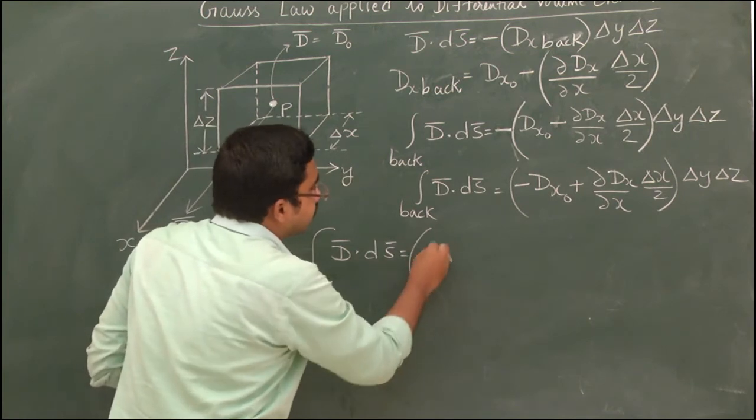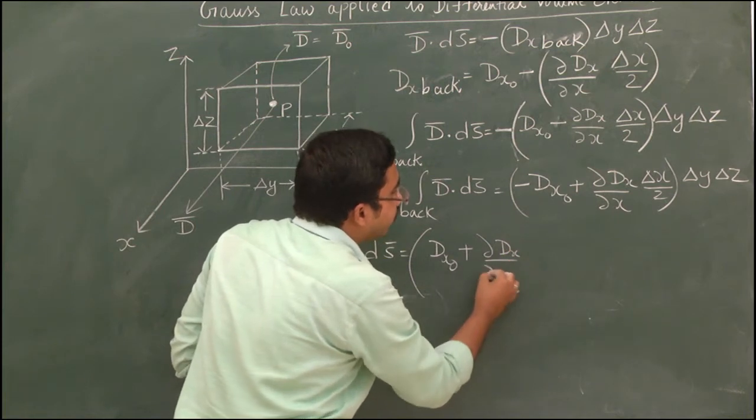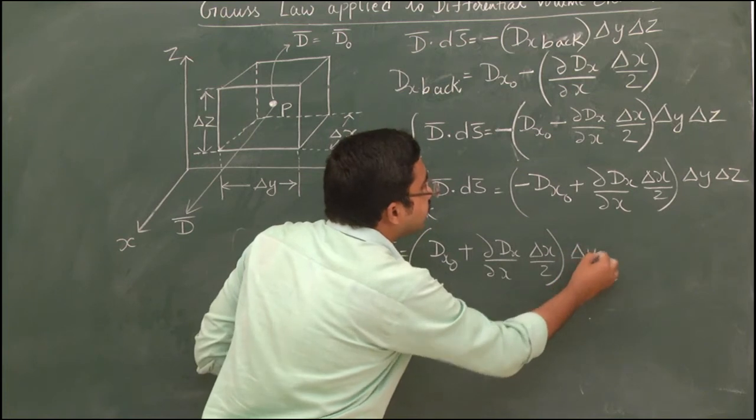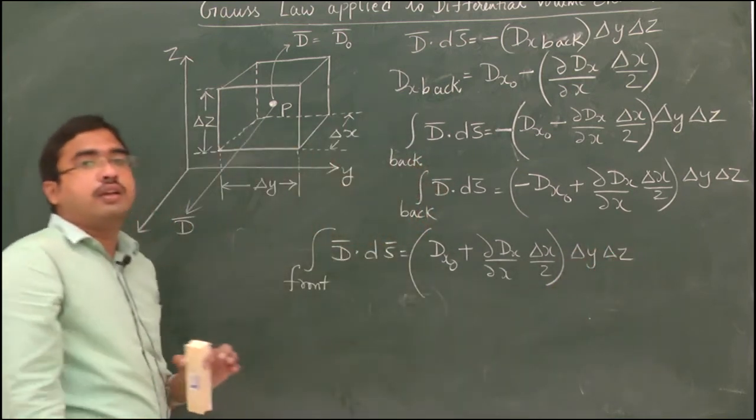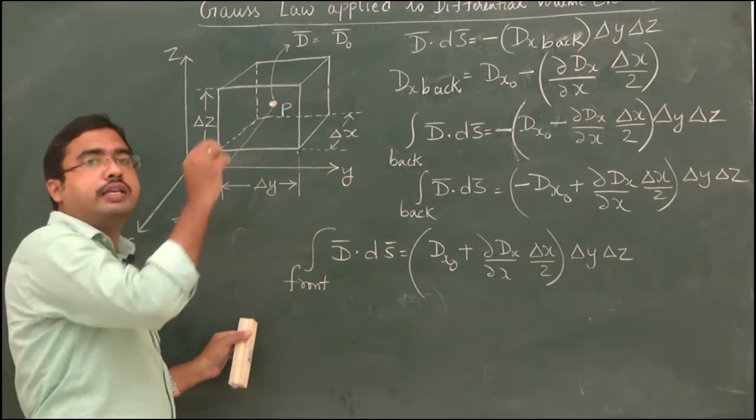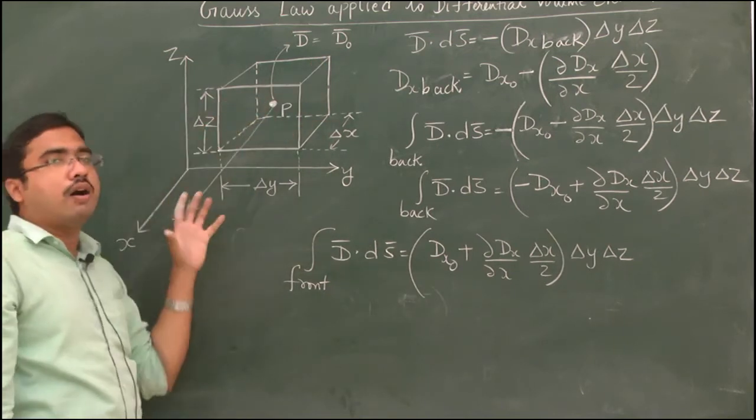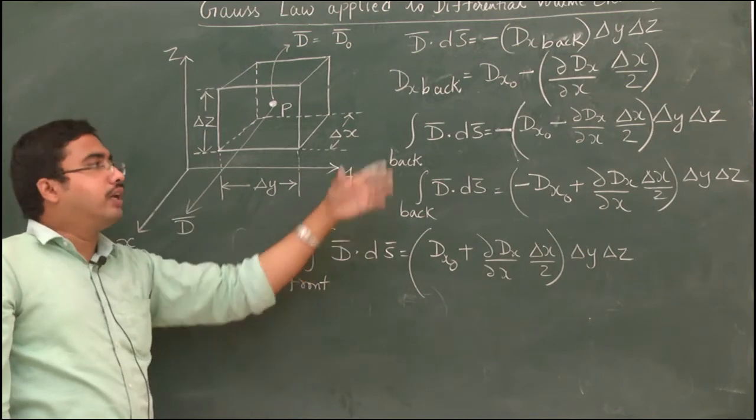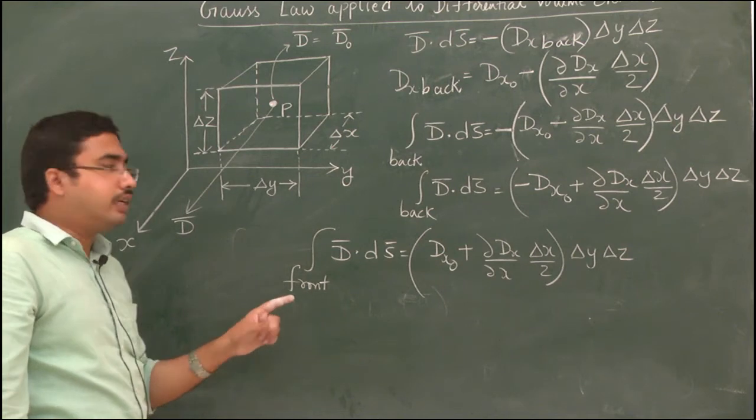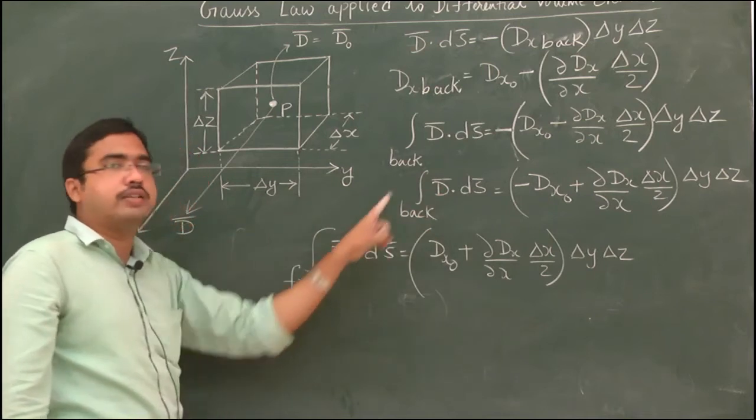previously we got (Dx0 + ∂Dx/∂x · Δx/2) into Δy Δz. Now from our previous assumption, we should take the sum of all the integrals from front, back, right side, left side, top, bottom, all of them we should add now, that we have written in the previous expression. So Q equals the integral of D̄·dS̄, that integral is split into 6 surfaces. Among that we have obtained 2 surfaces' values.